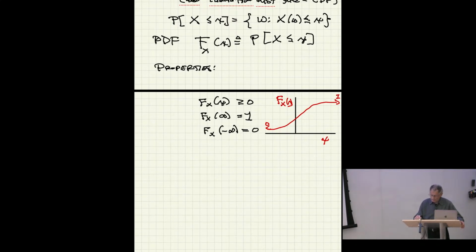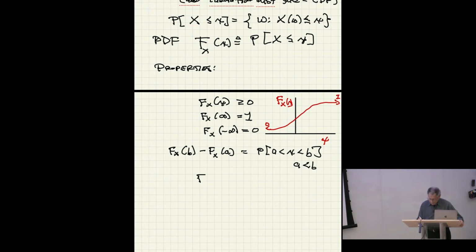And trivially now, the difference between this distribution function at a value b minus its value at a is simply equal to the probability that a is less than x less than or equal to b, for a itself less than b. And it's also true, therefore, that f sub x of b is greater than or equal to f sub x of a, again, for a less than or equal to b.